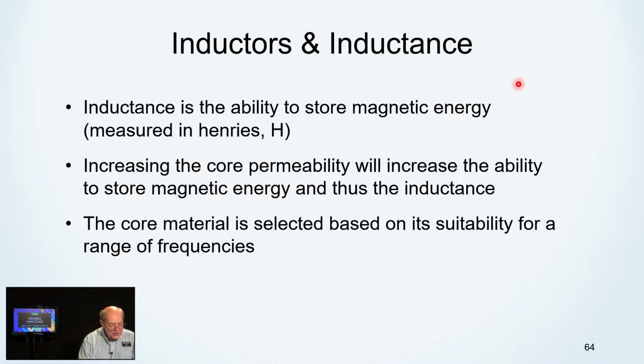Inductance is the ability to store magnetic energy. What happens when you put current through an inductor is it creates a magnetic field around the inductor and stores that magnetic energy. The concept of core permeability: an iron core or a powdered iron core being inserted into a coil will increase the ability to store magnetic energy and raise what's called the permeability. And the core material, there's all kinds of different materials that can be used, will cause it to be more or less effective at given ranges of frequencies.